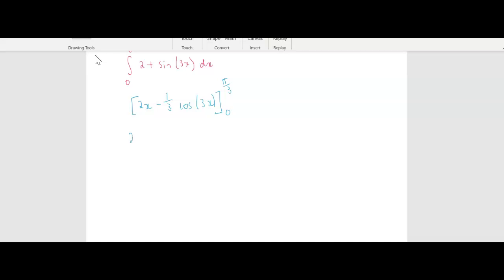All right, substituting everything in. So 2 times pi on 3 minus 1/3 cos of 3 times pi on 3, minus, and because we've got 2 terms here, I'm going to put them in brackets. Okay, so we've got 2 pi on 3. The 3's cancel out, so we're left with cos pi. So we're going to have minus 1/3 times cos of pi, which is negative 1. And then we're going to have minus 2 times 0 is 0, minus 1/3 times cos of 0, which is 1.